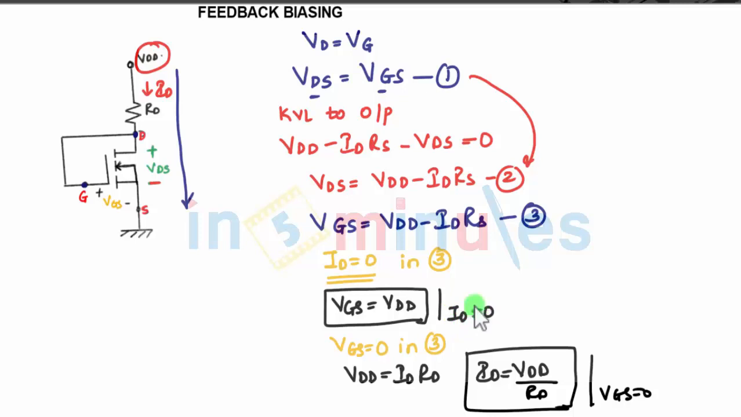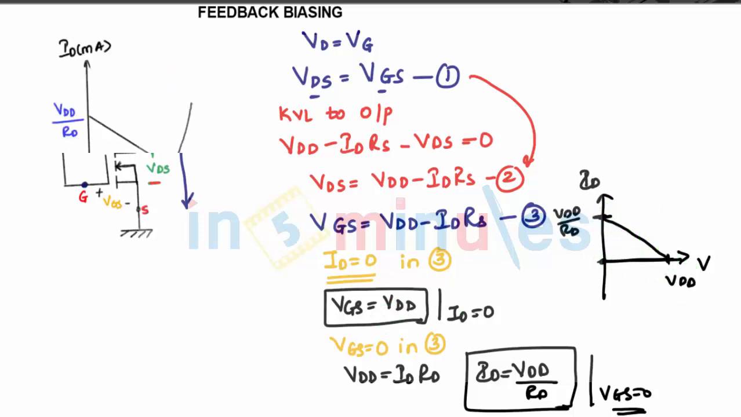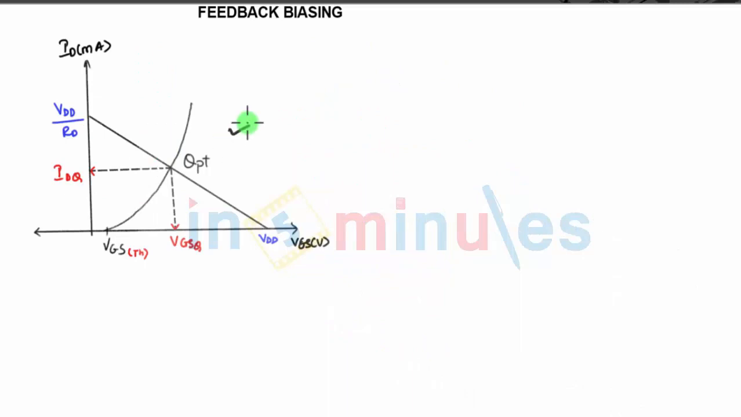When plotting on the graph, on the y-axis you have the current and on the x-axis you have the voltage. When my VGS is 0, I will have ID at its maximum value, which is VDD by RD. When my ID is 0, that is on this axis, my maximum value will be VDD. When I join these, I will get the load line. This is how you can draw the characteristics. As I have told you, this is the maximum point, VDD by RD, the value ID max, and this is your VGS max. VGS is maximum when ID is 0, and ID is maximum when VGS is 0.